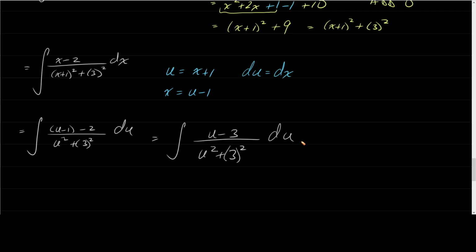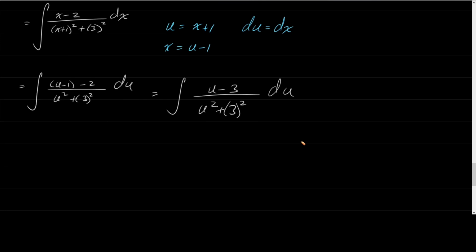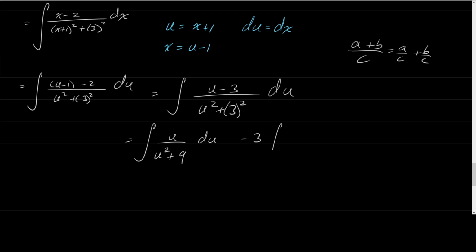Because on top, I've got the u minus 3, right? I don't just have du. So what I'm gonna do here is use a property of fractions that I can split up fractions, right? What I'm talking about is if I have a plus b over c, that's a over c plus b over c. So I'm gonna use that real quick. And what this is gonna do for us is we're gonna rewrite this as the integral of u over u squared plus 9 du, and then minus 3 times the integral of 1 over u squared plus 3 squared du.